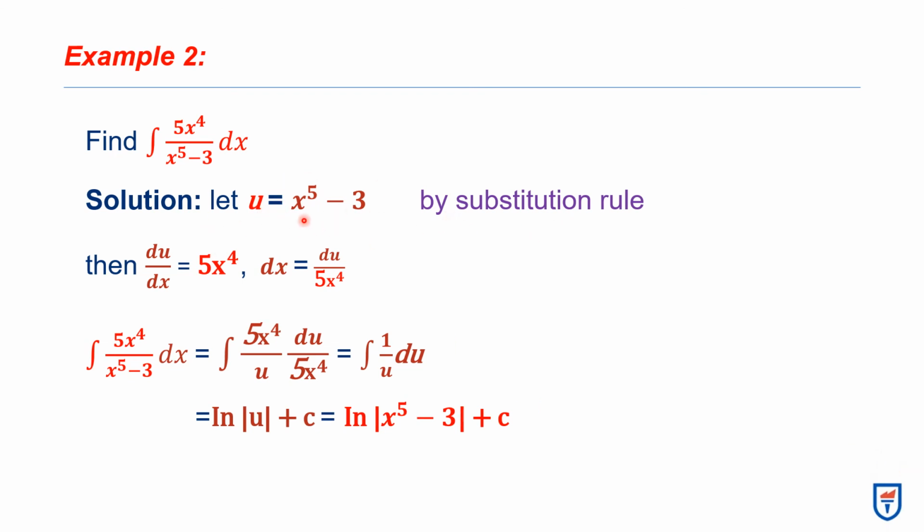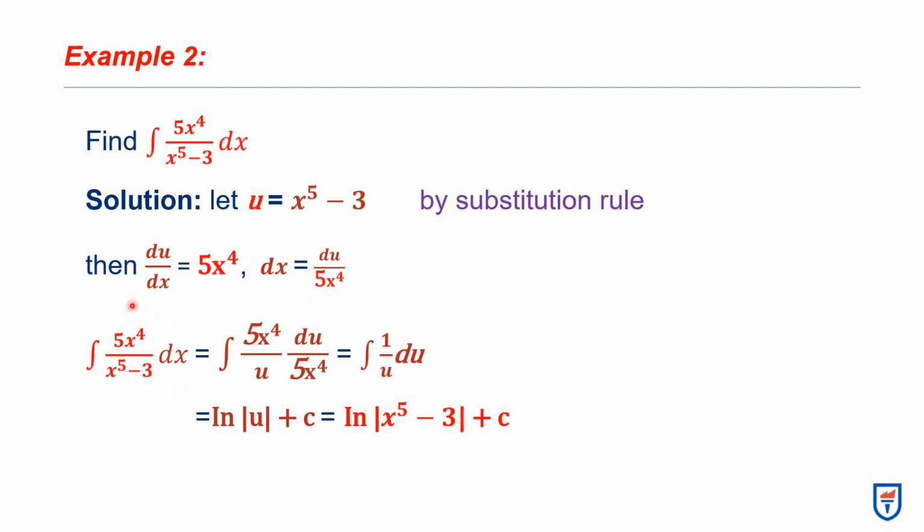When we differentiate, we use the power rule on x to the power 5. We take 5, then we multiply by x to the power 4, which is 5 minus 1. So we're going to have du dx as 5x to the power 4. So now we need to find our dx. We cross multiply and make dx the subject of the formula. So our result is going to be du over 5x to the power 4.